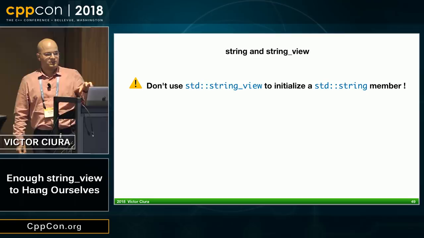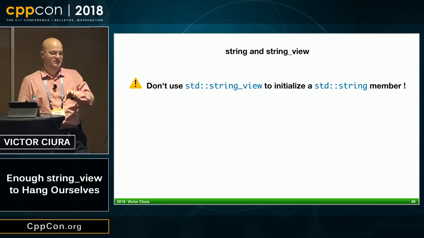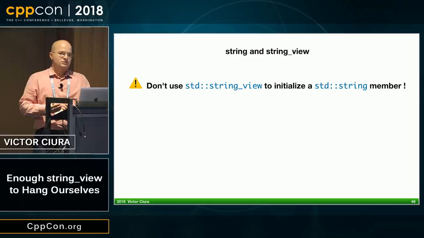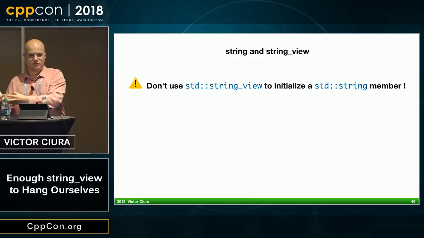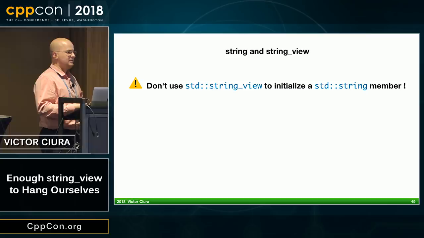Keyword being here, string member. So if you plan to hold on to it, try to avoid constructing it from a string view because you have no control over the call site and the source of that string. And although the constructor kicks in and it does compile, you end up in a potential mess. Potential. Might work, might not work.